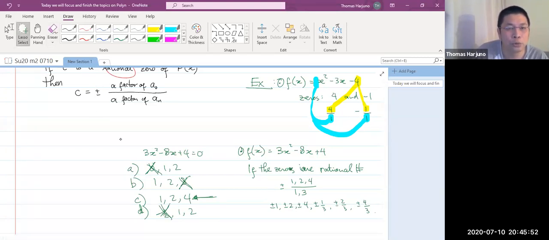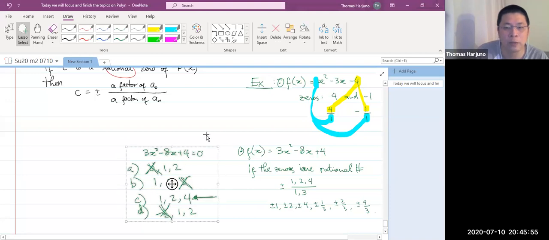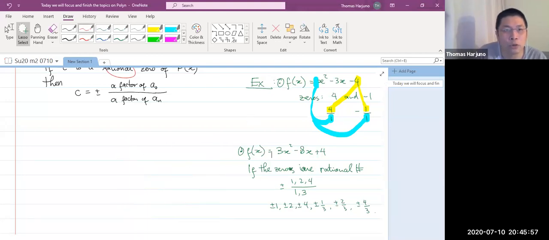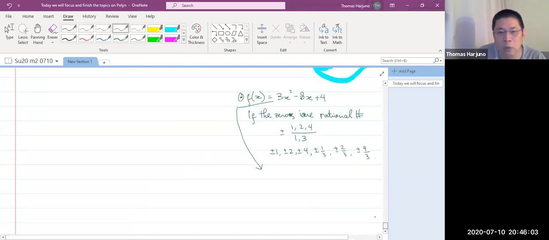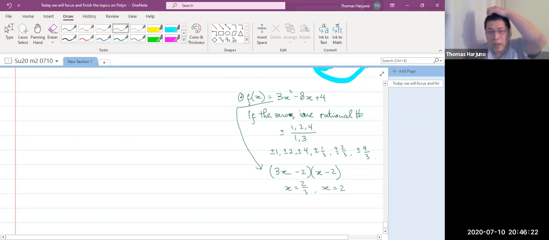I purposely choose this polynomial to be factorable. Okay, so I want to show you that when I factor this, I will find my 0 will be in that list. So the zeros are 2/3 and 2. Okay, so you see that positive 2 and positive 2/3. And this still actually fits the Descartes rule of sign because you see that degree of 2, but it has 2 positive zeros.